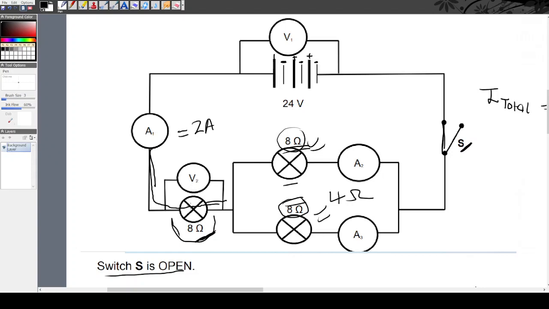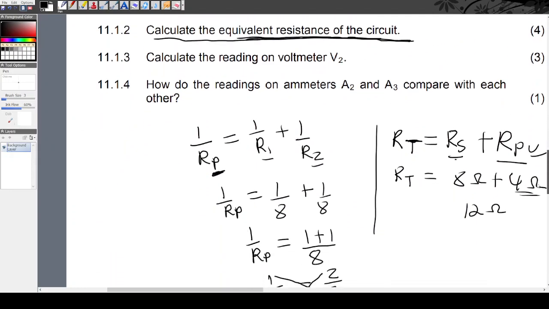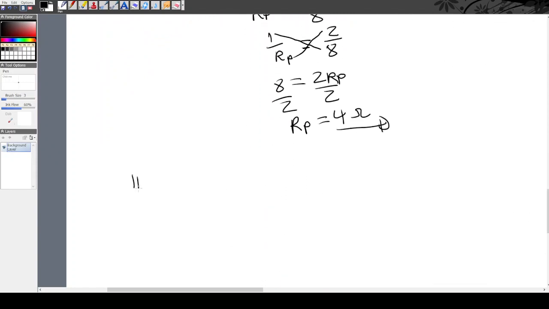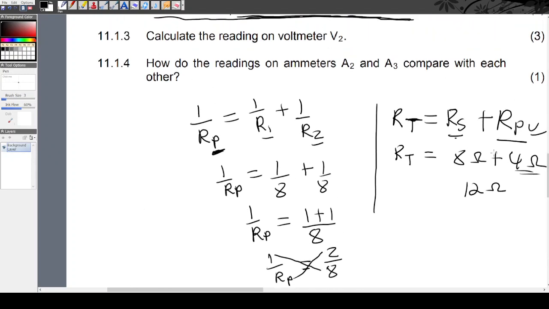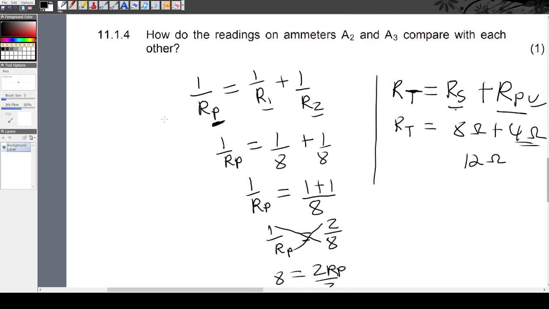Now for this resistor, we have the current I and the resistance R. It means we can find the reading in V2, because V2 is I times R. So that's going to be 11.1.3, because the one we were calculating before was 11.1.2, which was for resistance.